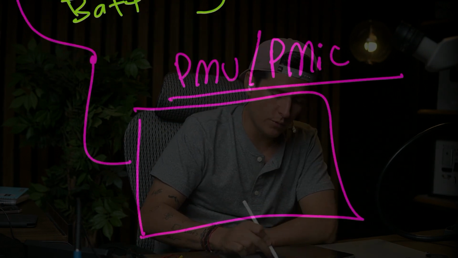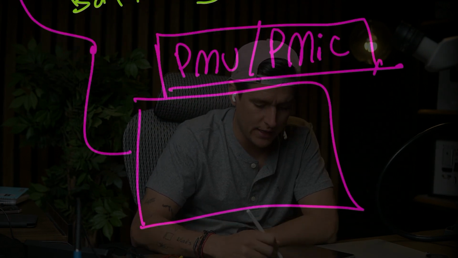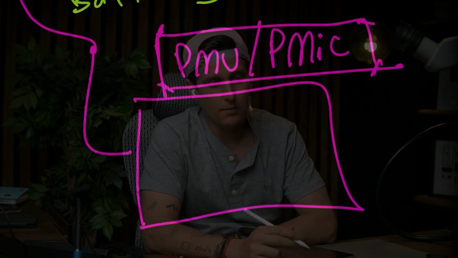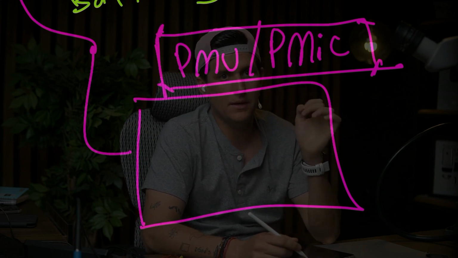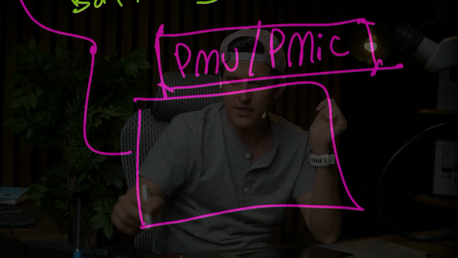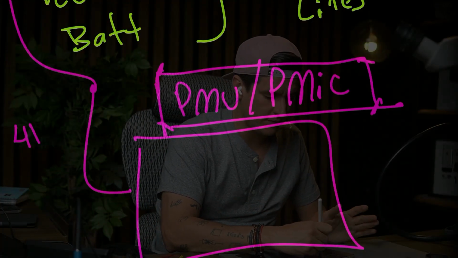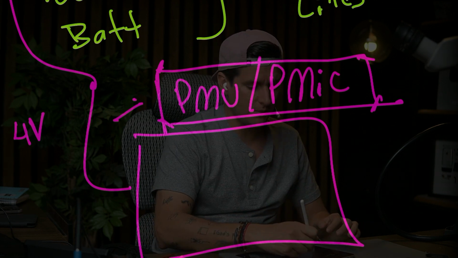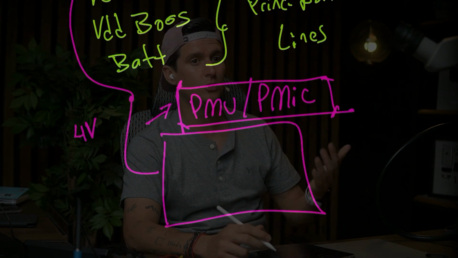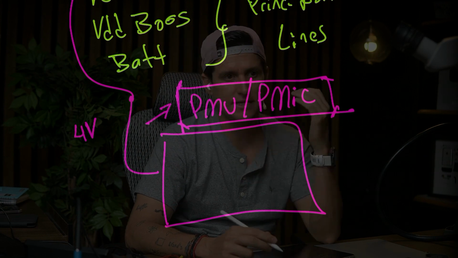The PMU or PMIC is one of the important circuits of an iPhone because this PMU or PMIC is a voltage regulator, something like that, okay? I'm going to try to do my best to explain to you. This PMU is a regulator IC, okay? What I mean when I say regulator is, remember the principal lines have a voltage of, for example, 4 volts, okay? So the PMU is the one that is going to step down this voltage.